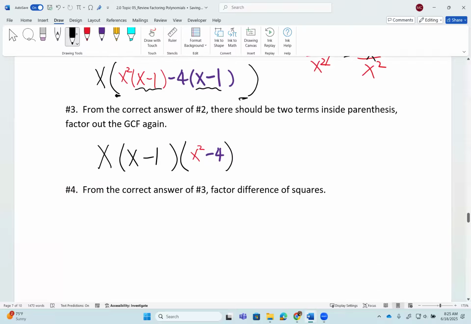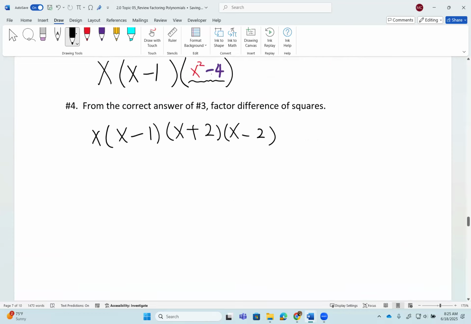Now, if I look inside the parenthesis again, that is another difference of squares, because 4 is already squared. So x times x minus 1 still there. So difference of squares should give me 2 more parentheses. Before this x squared was ever squared, it was x and x. Before this 4 was ever squared, it was 2 and 2, 1 positive, 1 negative. So here's my answer: x times x minus 1 times x plus 2 times x minus 2.